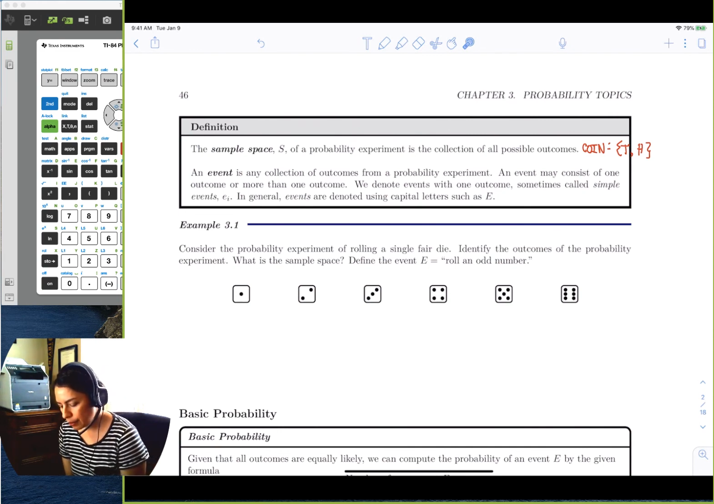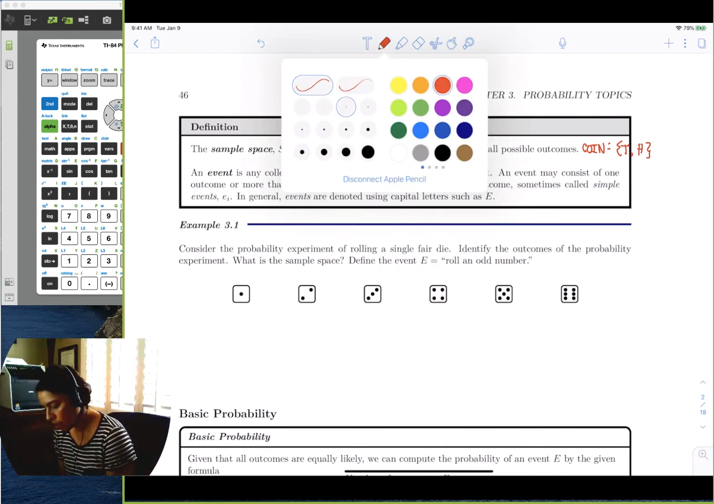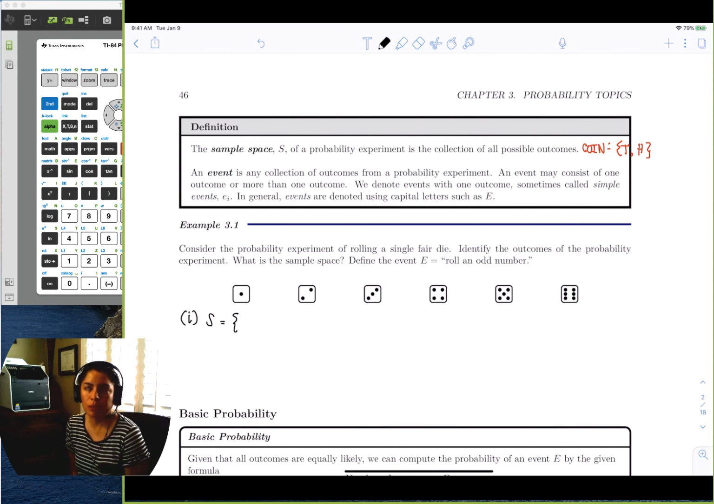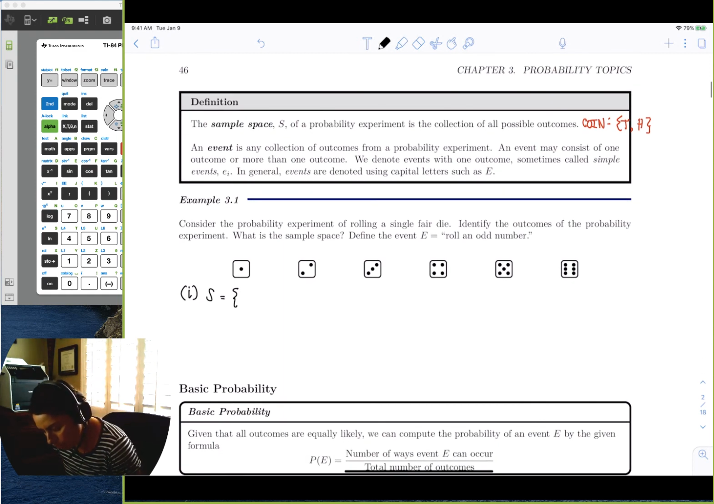Consider the probability experiment of rolling a single fair die. Identify the outcomes of the probability experiment and the sample space. And let's define the event E of rolling an odd number. Okay, let's go ahead. The first thing is to define the sample space, which means defining all the outcomes. If I tossed a die once, what could it possibly land on? It could land on a 1, or a 2, or a 3, or a 4, or a 5, or a 6.